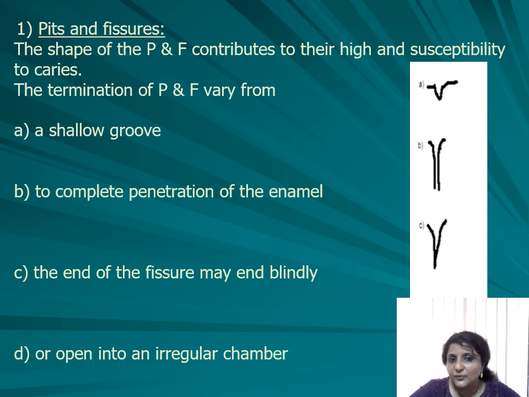Whereas if you see the second one, where there's a complete penetration of the enamel straight, it's very difficult to maintain, and these people are more prone to caries. Even the pits and fissures that end blindly but are deeper are also difficult to maintain. And those that open to an irregular chamber also are difficult to maintain. So these last 3 are more prone to caries than the first one with a shallow groove.